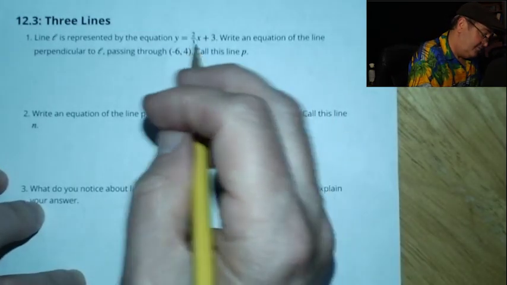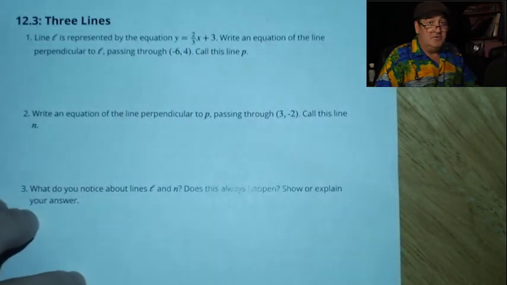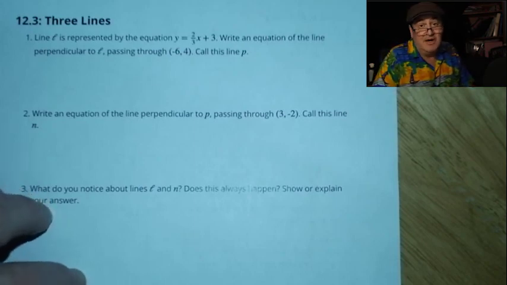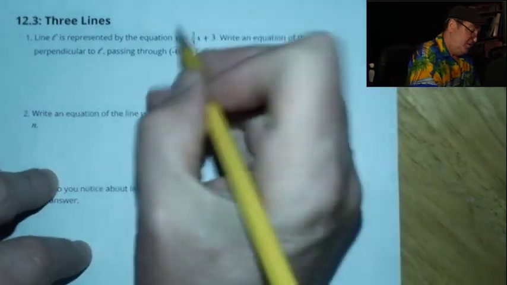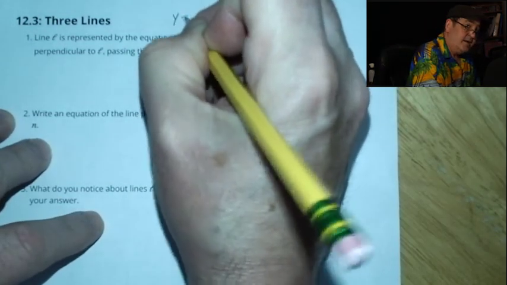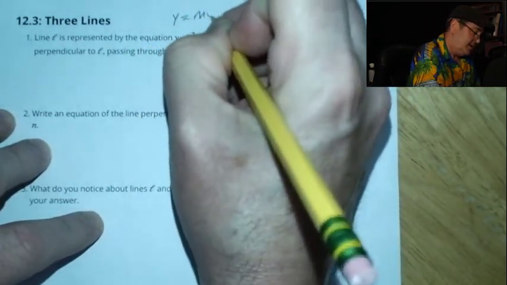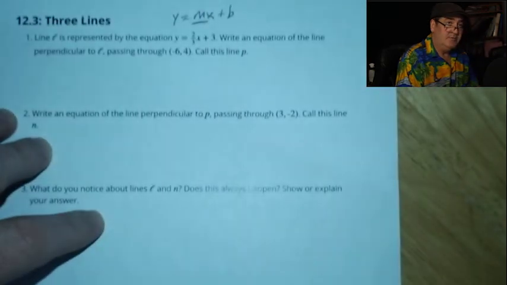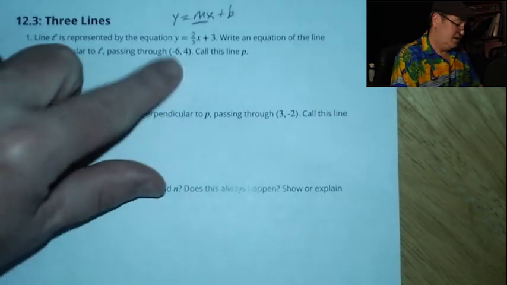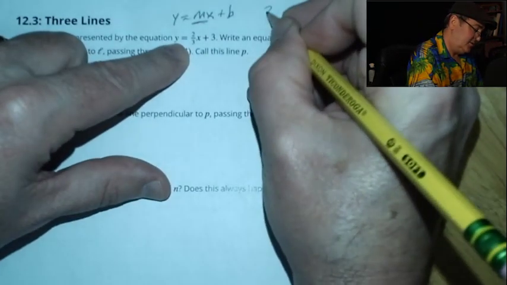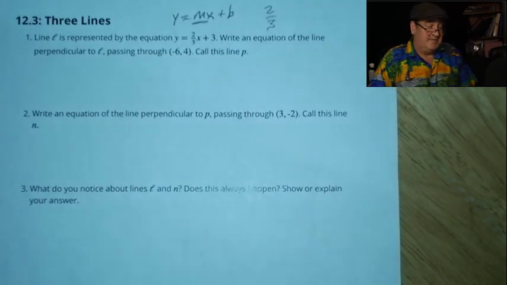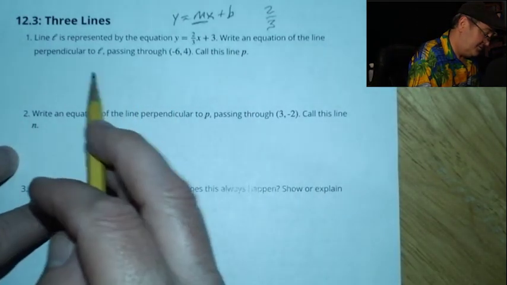The most important thing we need to find out, if we're going to do one that's perpendicular, is the slope of the original line. This is in the form y equals mx plus b, and m is always our slope, right? So the slope of this one is 2/3. That is the slope of the original line, and we're supposed to write one that's perpendicular.